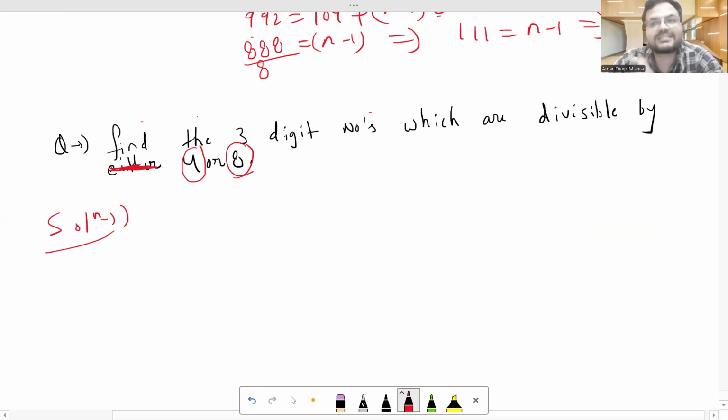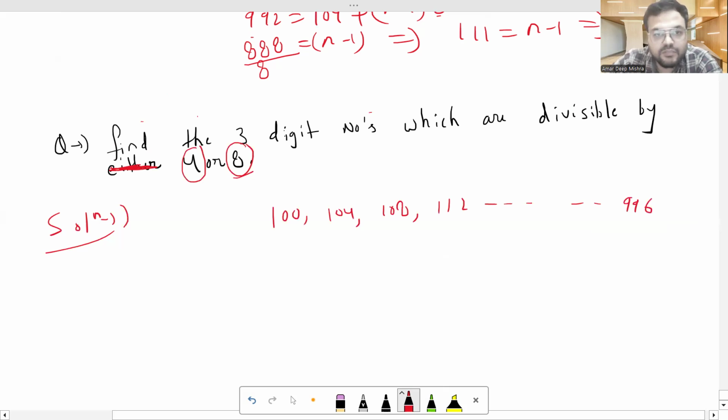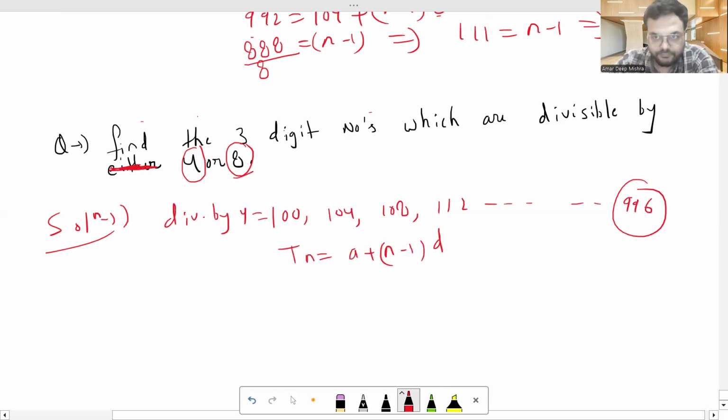Okay, so first of all, let's count the numbers which are divisible by 4. So the three-digit numbers like 100, 104, 108, 112, up to 996. These are the numbers which are divisible by 4. So I can count the total numbers. Again, I will use the formula Tn equals a plus n minus 1 into D. In place of Tn, I will put this 996 equals, in place of a, I will put this 100 plus n minus 1 into D.